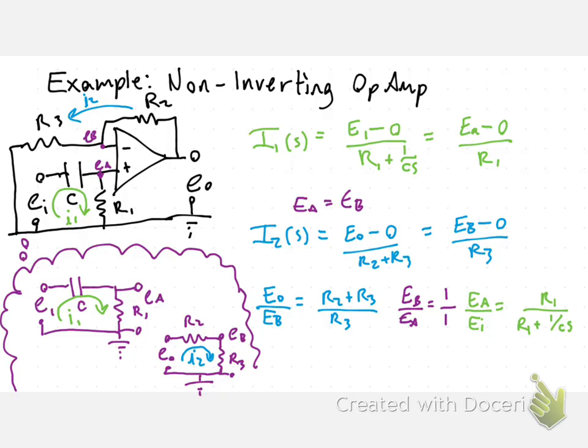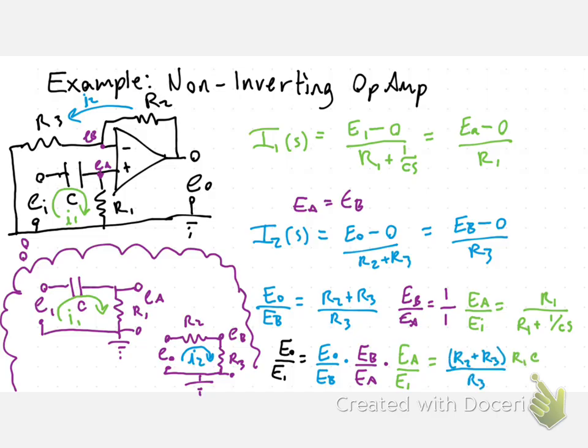Now, if we multiply these 3 transfer functions with each other, that's going to give us our overall transfer function from EO output with EI input. Because the EB in EO over EB would cancel out with the EB over EA, and then the EA would cancel out with EA over EI, and the resulting relationship would be EO over EI. So that would get you the final answer of R2 plus R3 times R1 CS divided by R3 times R1 CS plus 1. So that's our example for a non-inverting op-amp.